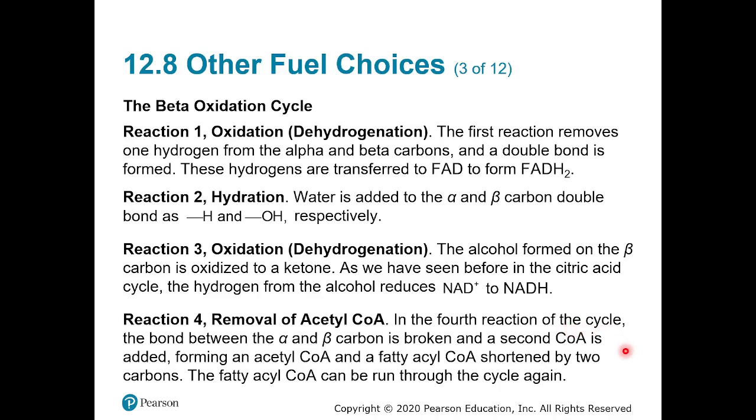We're going to have a second CoA that comes in, and it's going to attach to that beta carbon, which is going to cause that bond to break. So it's going to cause the alpha-beta carbon bond to break. And so this is going to be that fatty acyl-CoA that's then released from the acyl-CoA. And that's going to give us our two species.